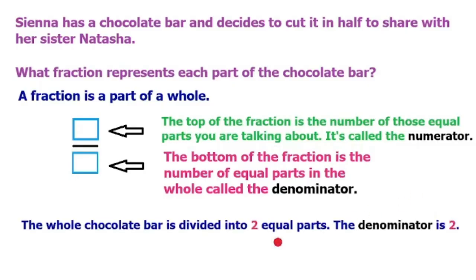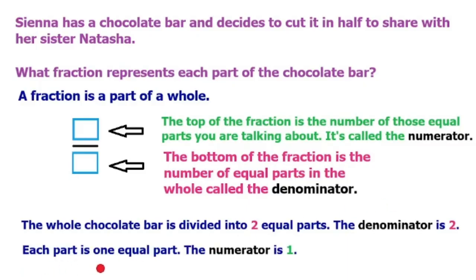So the whole chocolate bar is divided into 2 equal parts. So that means the denominator is 2, right? Because it's the number of equal parts in the whole. So then each part is 1 equal part. So the numerator is 1. So 1 is the number of those equal parts that we're talking about.